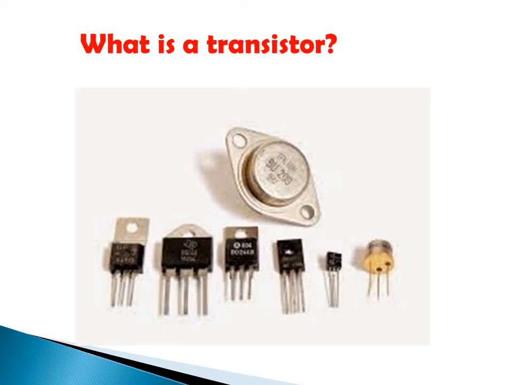Generally, transistors are classified into two types. They are bipolar junction transistors, that is BJT, and field effect transistors, that is FET. The BJTs are again classified into NPN and PNP transistors. The FETs are classified into JFET and MOSFET.